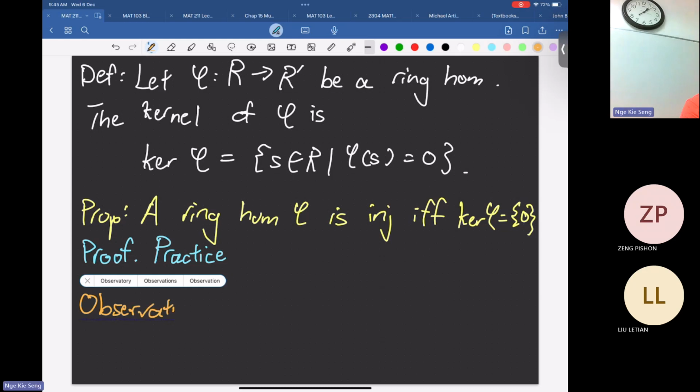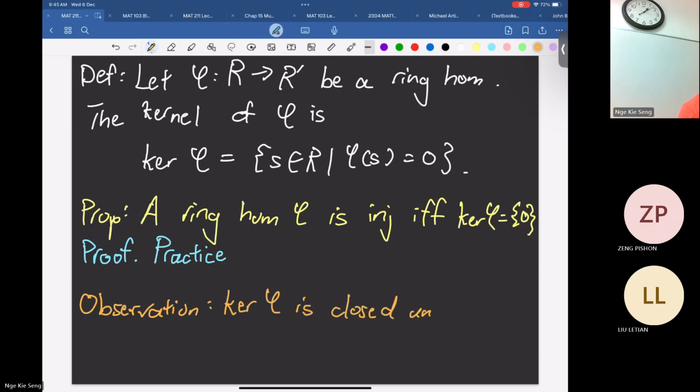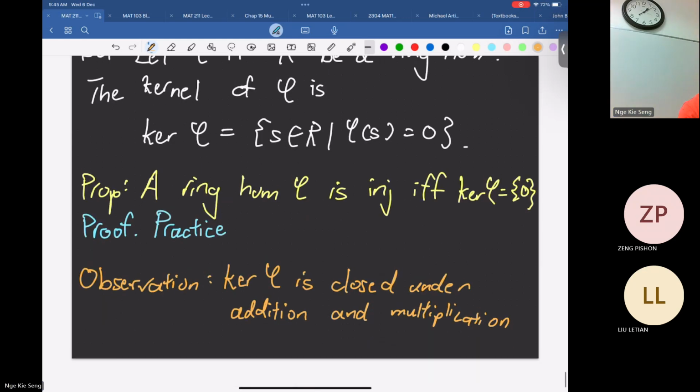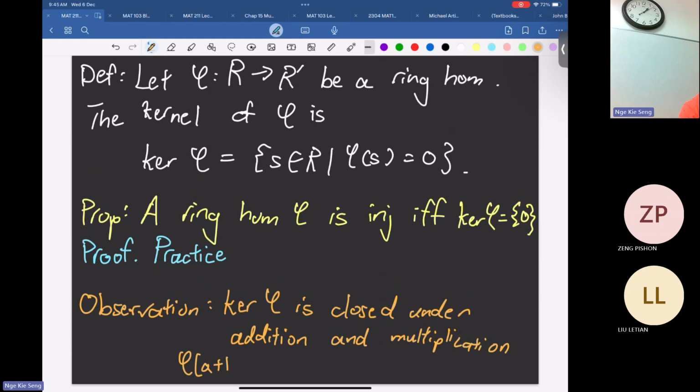Obviously, this kernel of phi is closed under addition and multiplication. Does it make sense? Can you imagine what I said? Phi(A+B) should go to 0. Why? By ring homomorphism, this is just phi(A) plus phi(B). But if A and B are in the kernel, both of them evaluate to 0. Similarly for phi(AB).